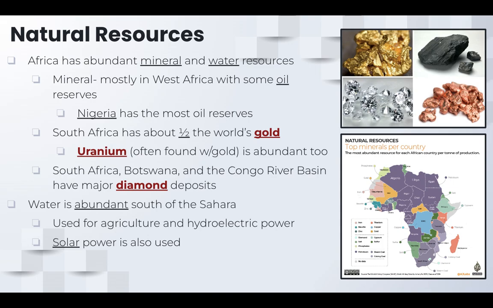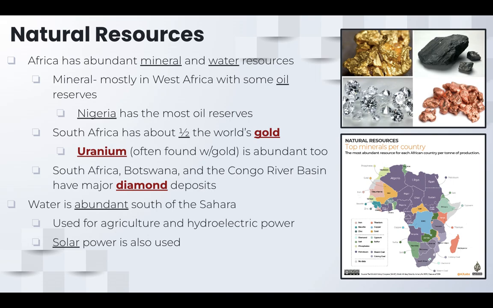South Africa has about half the world's gold. Okay, so that's where we get a lot of gold from. Wherever there's gold, there's often uranium, and so it's very abundant in that area too. And then South Africa, Botswana, and Congo River Basin have major diamond deposits. So a lot of diamonds have been mined out of that area. So there's a lot of very valuable real estate in that area.